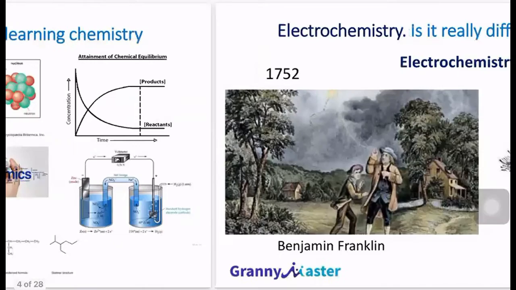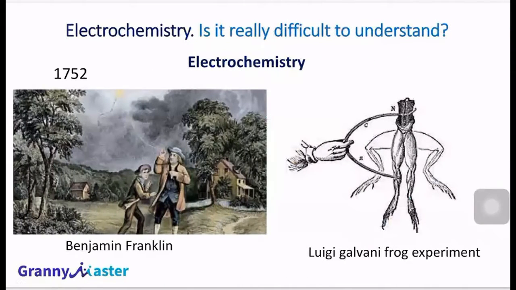The first topic is electrochemistry. As the name suggests, electrochemistry deals with two types of reactions. One, chemical reactions leading to electricity. For example, in a battery, chemical reactions occur and lead to electricity. Second, electricity leading to chemical reactions. For example, if we pass electricity through water, water will be decomposed into hydrogen and oxygen. So, two types of electrochemical reactions.